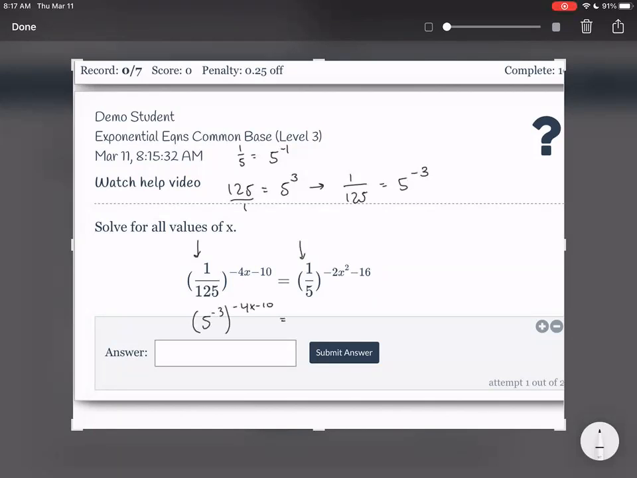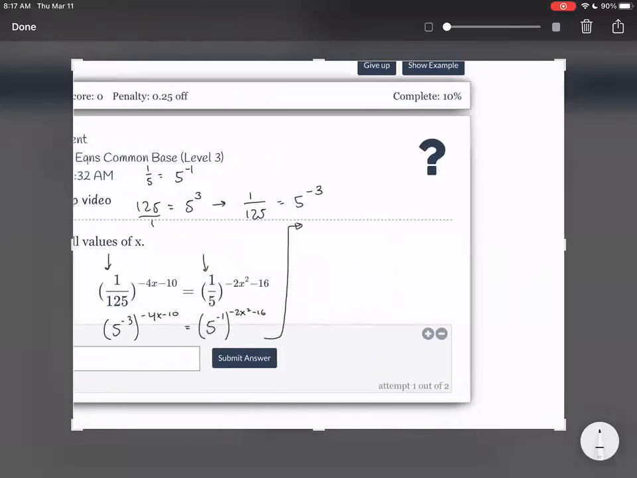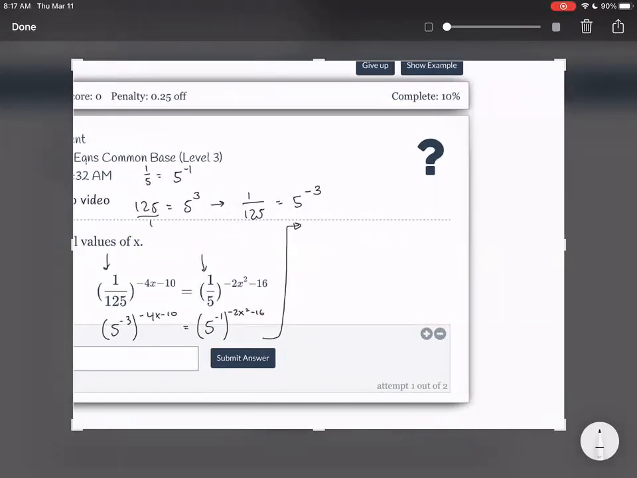Rewrite 1/5 as 5 to the power of -1. And then we're going to multiply our exponents, just like the same steps that we have always done. So -3 multiplied by -4x minus 10. And then for this exponent, it's -1 times -2x squared minus 16.